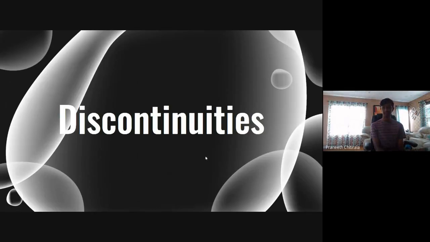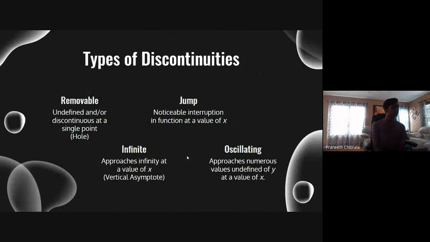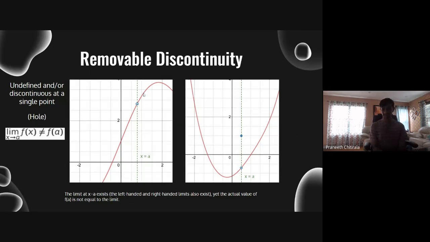So now we're going to talk about discontinuities. There are essentially four types of discontinuities: a removable discontinuity, an infinite discontinuity, a jump discontinuity, and an oscillating discontinuity. Let's first talk about removable discontinuity.